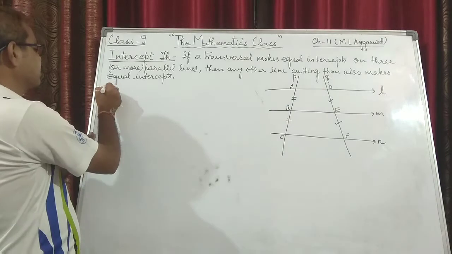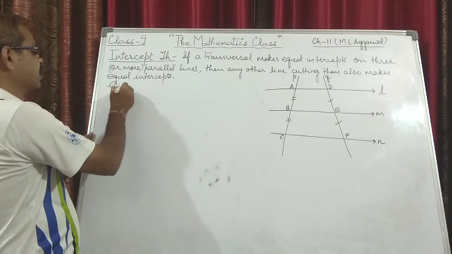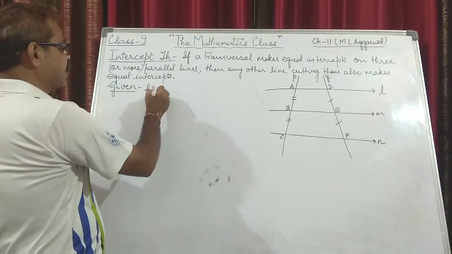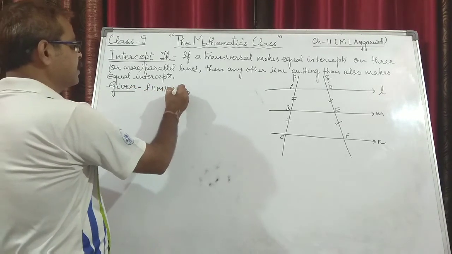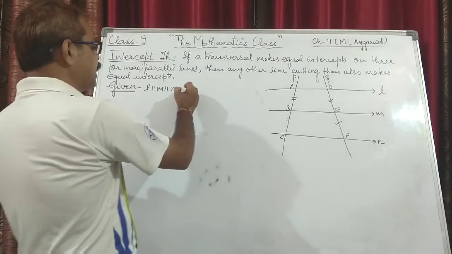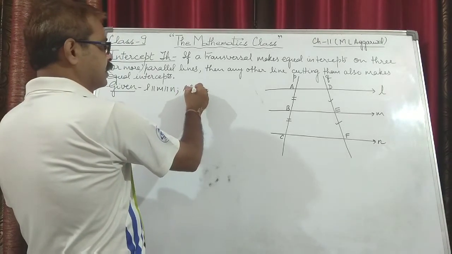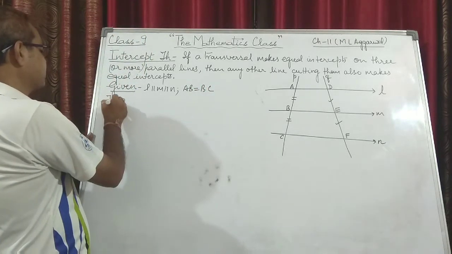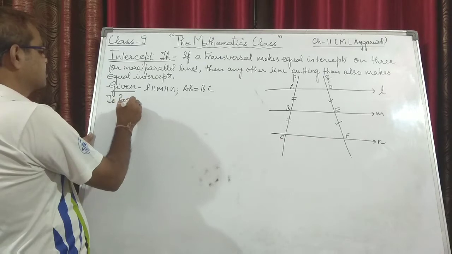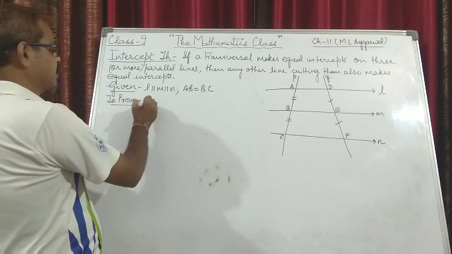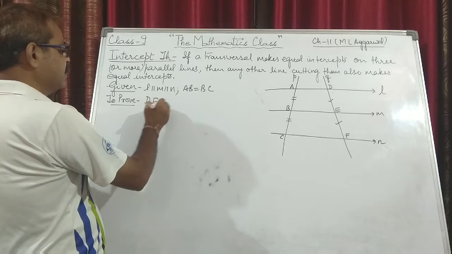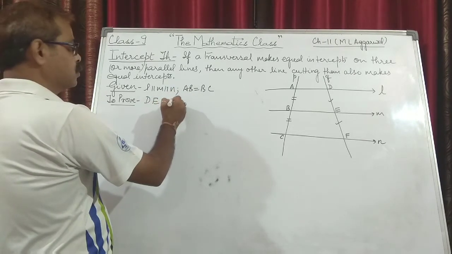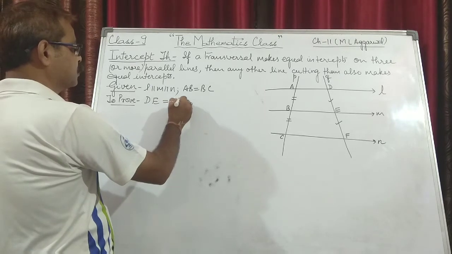So first of all, I will be writing what is given. In given, what all you can see in the diagram that is given. So first thing we can say, L parallel to M parallel to N. These are 3 parallel lines and it is given that AB is equal to BC. Then what is required to prove? DE is equal to EF. This we have to prove.